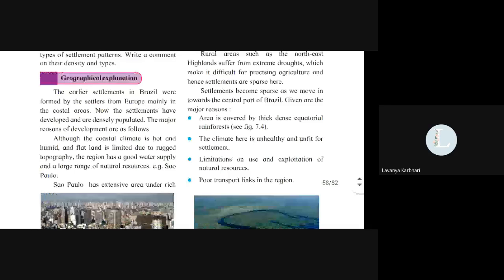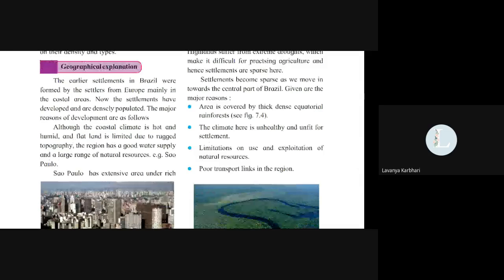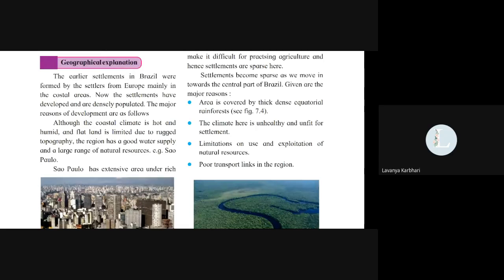Settlements become sparse as we move in towards the central part of Brazil. Okay, we just have seen that the northeastern part of Brazil has very sparse population. But if we move inside Brazil, central Brazil, or the west side or northwest side of Brazil, then the population is very much sparse. Settlement is very much sparse there. So there are some different reasons. Major reasons are given here. So let's see why the settlements are very sparse in the central part of Brazil.